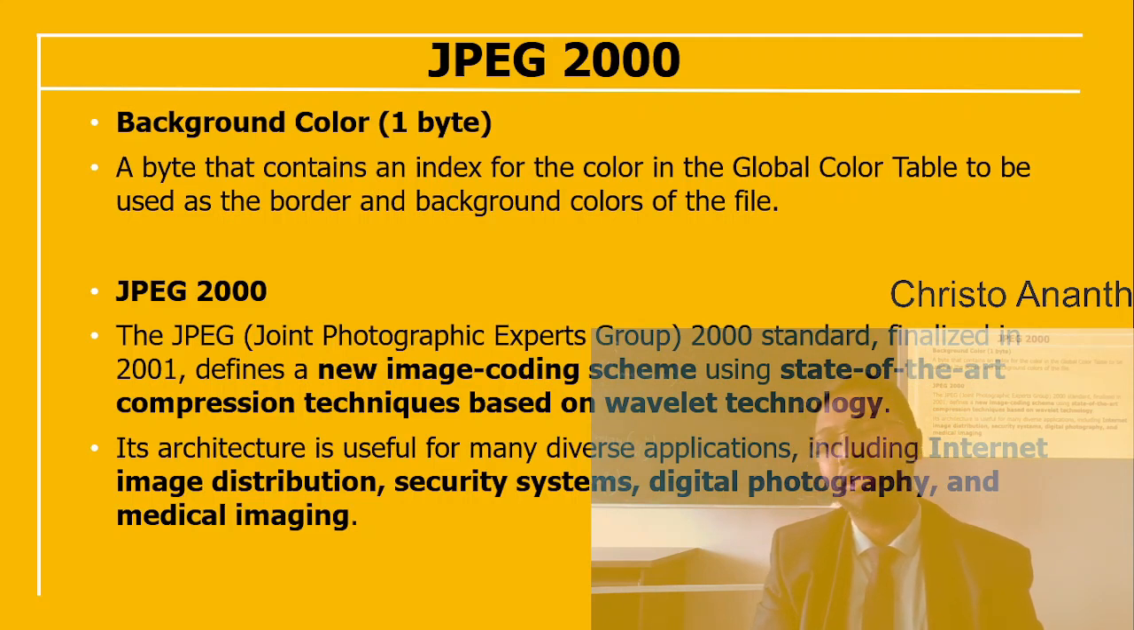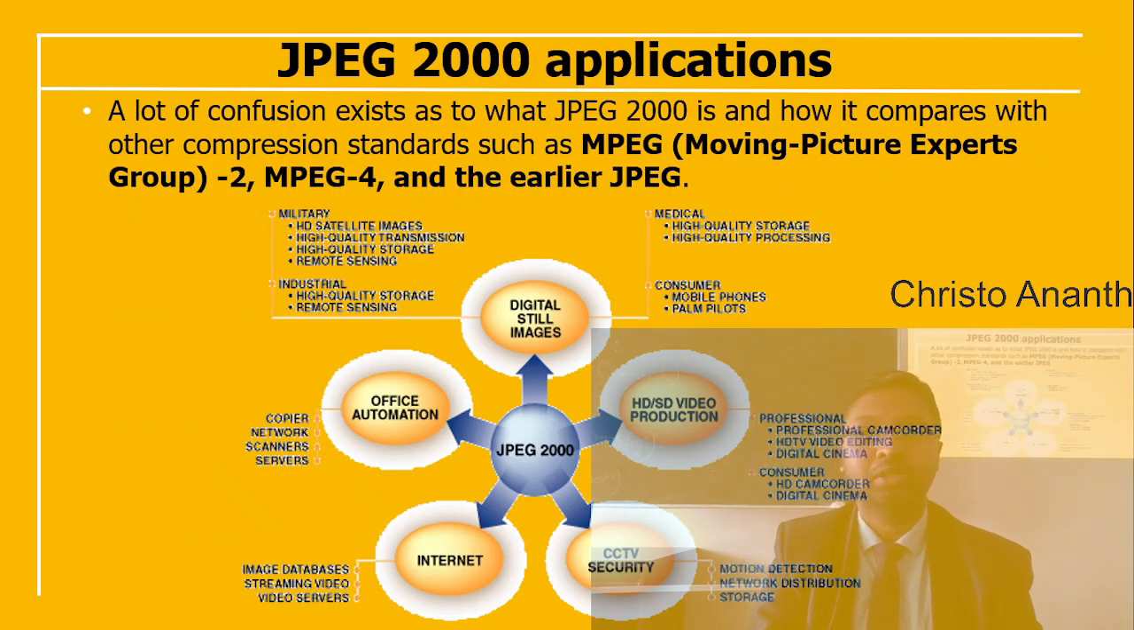It uses state-of-the-art compression techniques based on wavelet transform or wavelet technology. You can use it in several applications, like internet image distribution, security systems, digital photography, and medical imaging. We are going to compare it with several standards like MPEG, Moving Picture Experts Group 2, that's version 2, MPEG 4, or the earlier JPEG. You can use JPEG 2000 for digital still images, HD or SD, that is high definition or standard definition, video production, CCTV security, internet, and office automation.